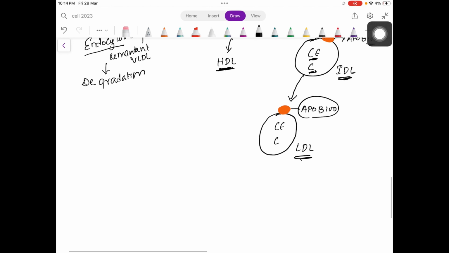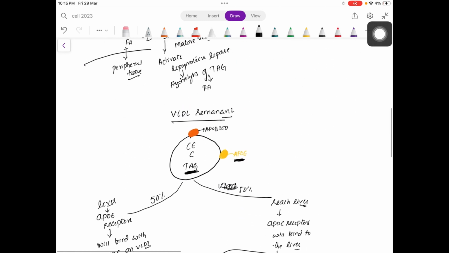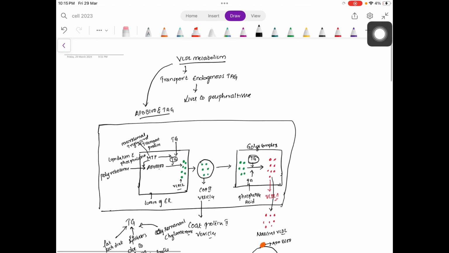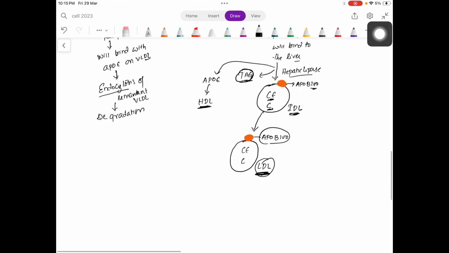So this LDL molecule is rich in cholesterol, either in the form of cholesterol ester or cholesterol. This LDL molecule will transport cholesterol from liver to peripheral tissues. This is the metabolism of VLDL in brief. Okay. Thank you.